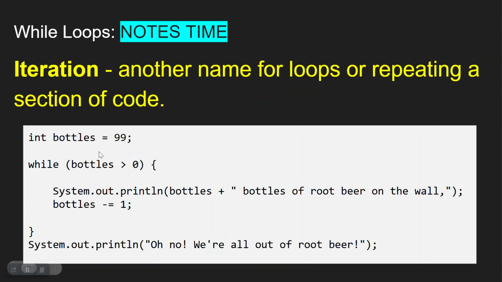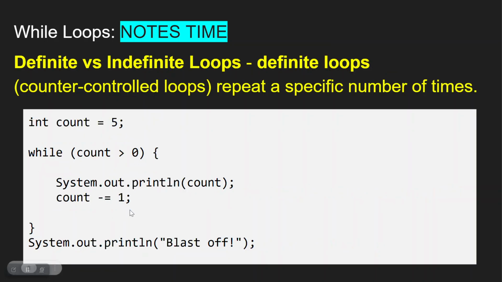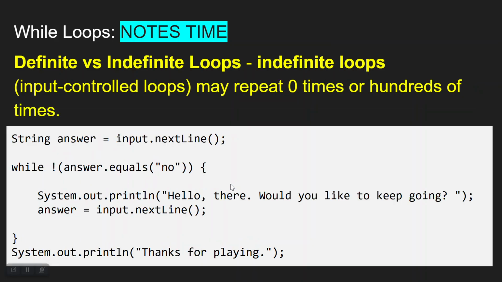Just like our bottles example from the previous one was also a definite loop because we're starting with 99 and we're going to count down all the way down to 0. And so again, we know what the starting point is. We know what the end point is. It's a definite loop. Now, an indefinite loop is different.